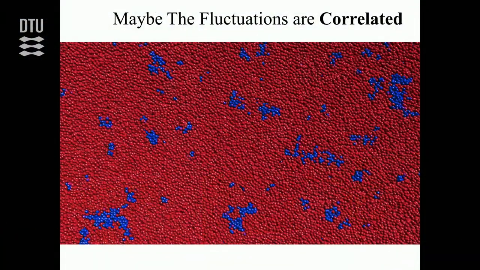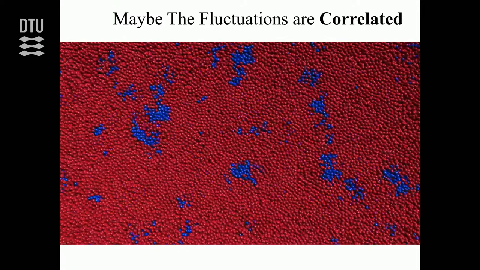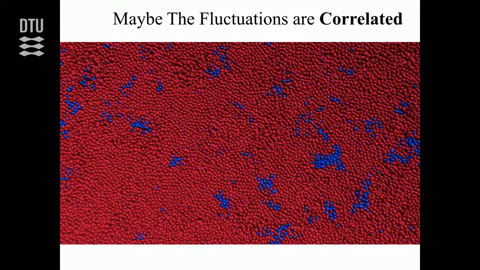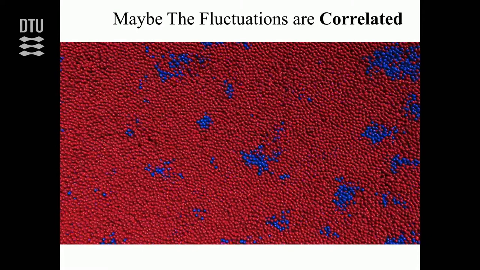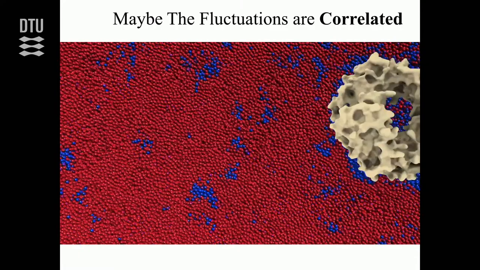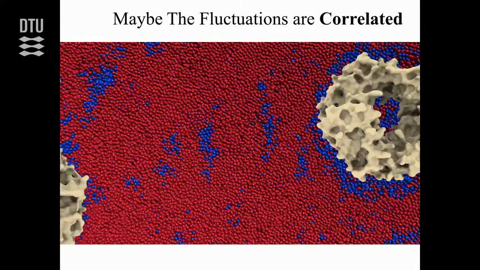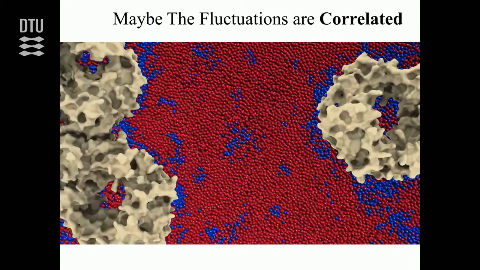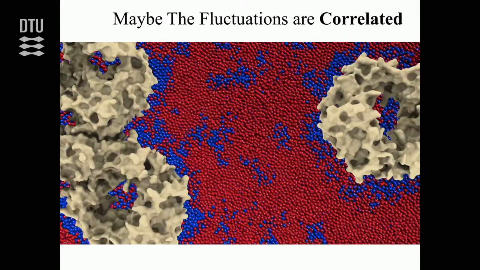Here's a little simulation, just as a teaser. Here you can see fluctuations of blue in these red molecules. You can think about it as random, but if we put in the biomolecule, maybe these fluctuations are no longer random.